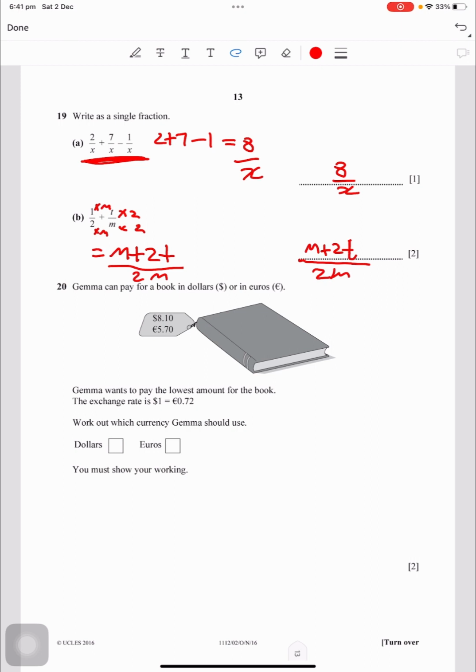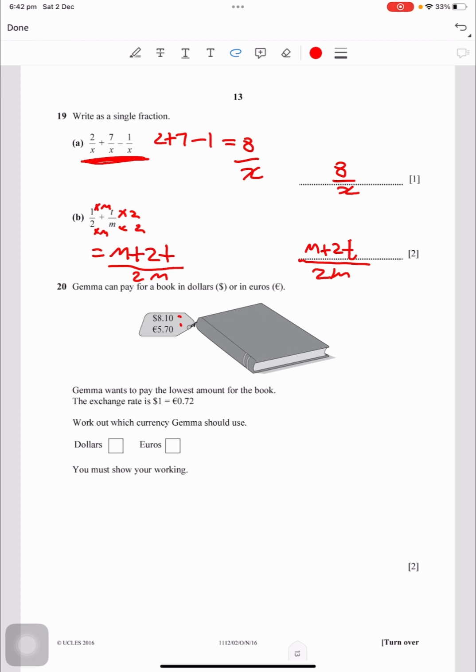Now, question number 20. Gemma can pay for a book in dollars or in euros. So here, as you can see, these are the prices written here. Okay, so Gemma wants to pay the lowest amount for the book. The exchange rate is $1 is equal to 0.72 euros. Work out which currency Gemma should use. You must show your working. Okay, so we do need to show our working.